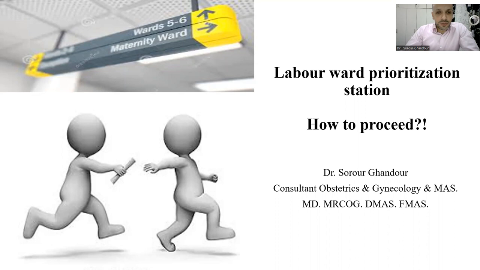After the vote we did in the group, you asked for the labor ward prioritization station, the easy abstain station. So today we will discuss this station and try to know how to proceed and how to approach this station during the time of handover.